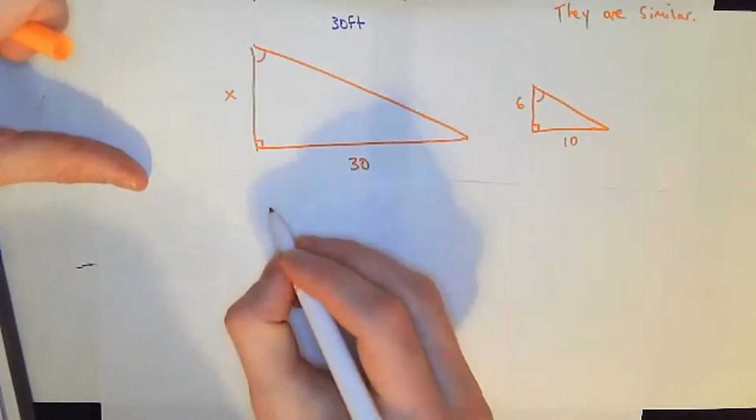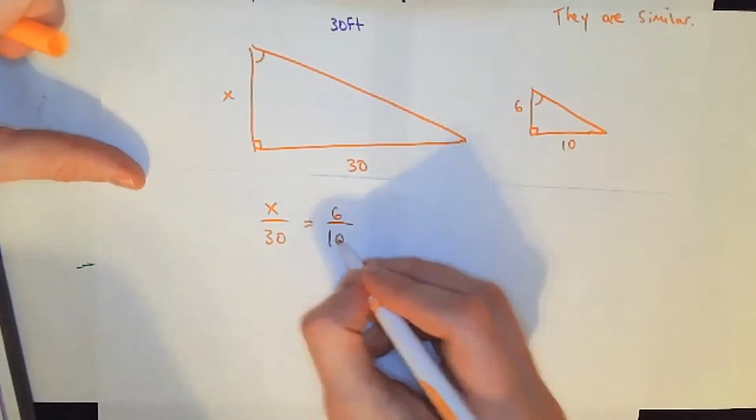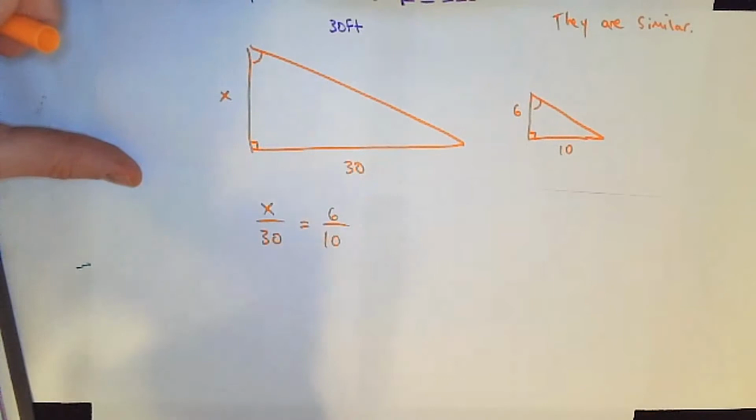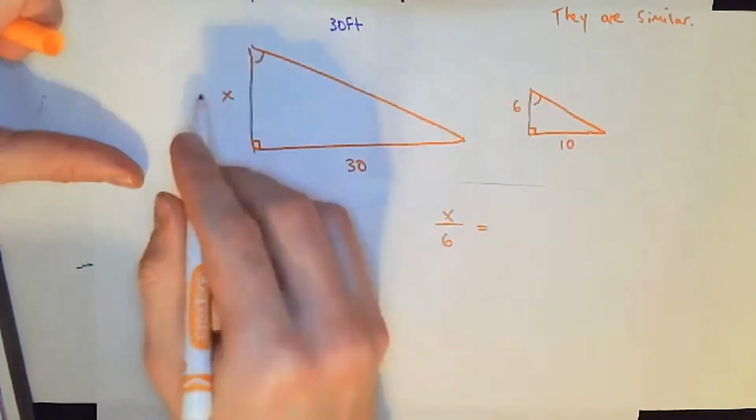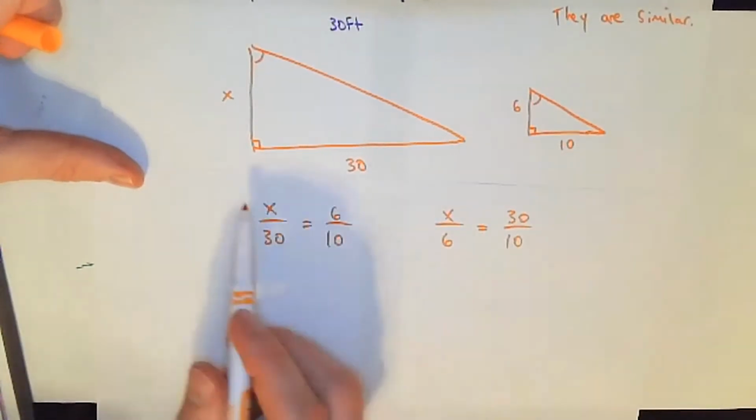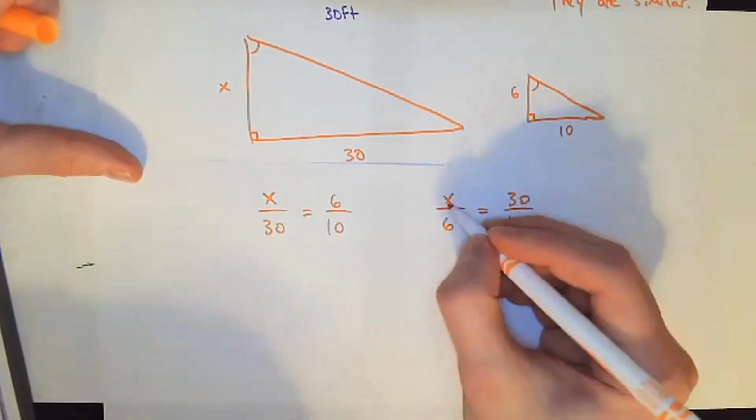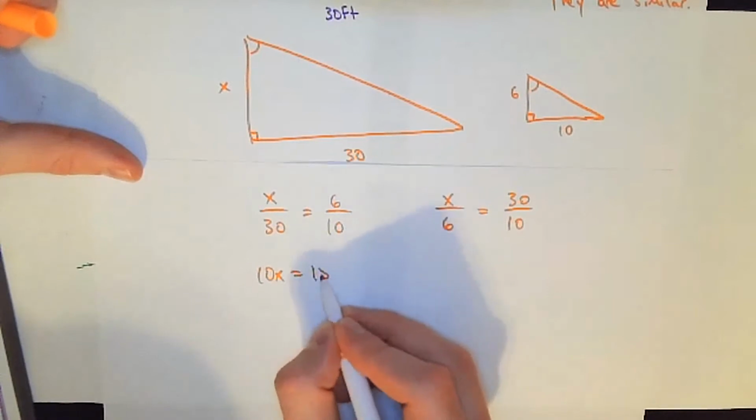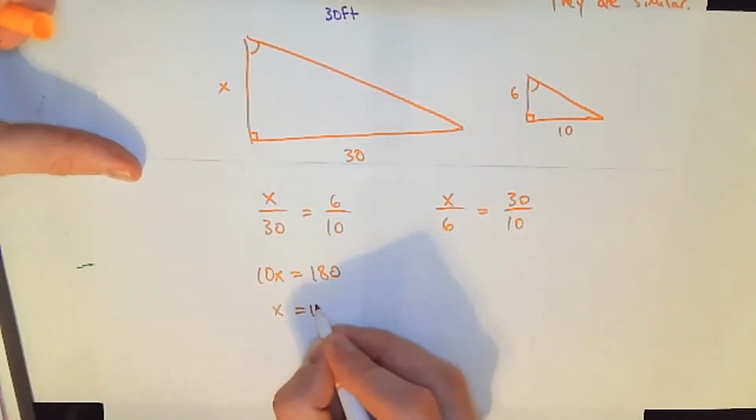So how do we set up the proportion? We say x is to 30 as 6 is to 10. And you may say, are there other ways to set up the proportion? Yes. You could also set it up as x is to 6 as 30 is to 10. To me, this setup makes more sense, but of course, they end up being the same thing. So we end up with 10x equal to 180, and x is equal to 18.